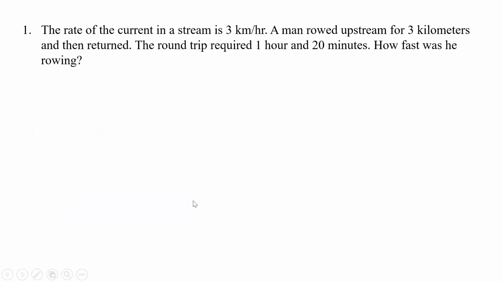All right, so this one we have the rate of a current in a stream is 3 kilometers per hour. A man rode upstream for 3 kilometers and then returned back to where he started. Now the round trip required 1 hour, 20 minutes. How fast was he rowing?